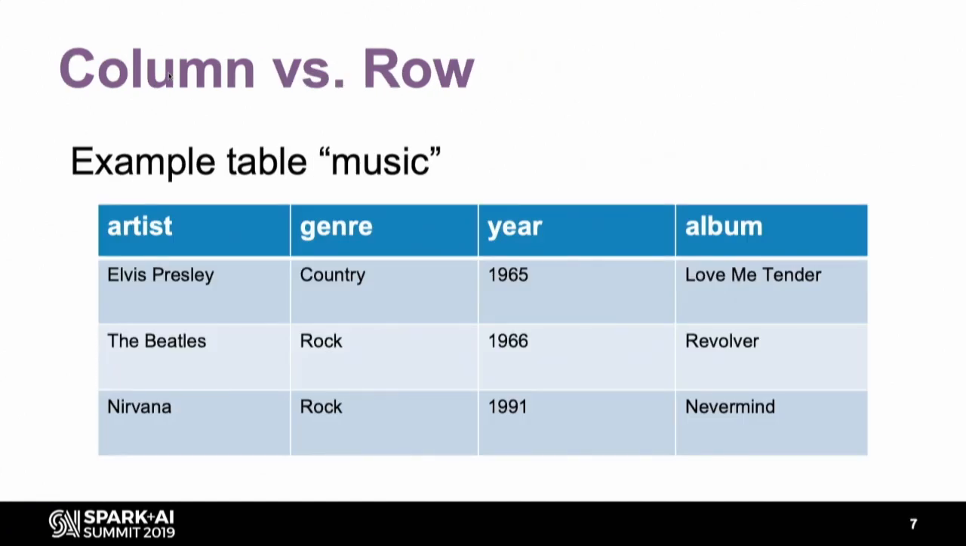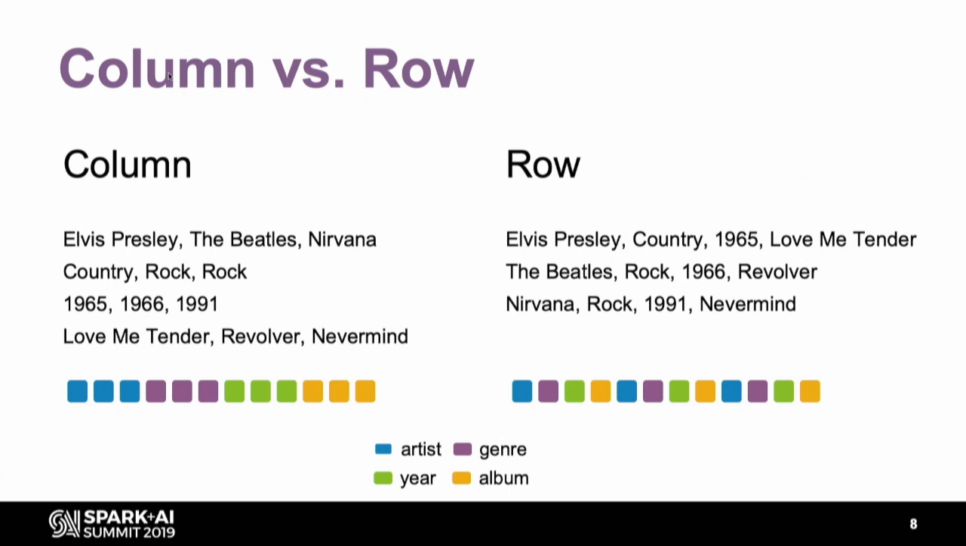So what is the difference between columnar formats and row-based formats, and how to choose between them? Here is an example. The table music has 4 columns: artist, genre, year, and album. Just as their names suggest, in columnar format, data is stored sequentially by column, and in row formats, data is stored sequentially by row.